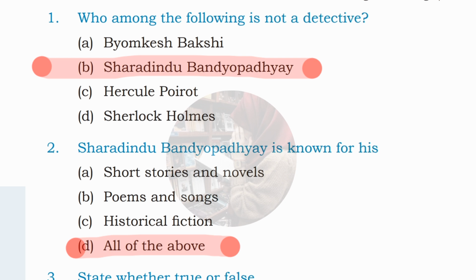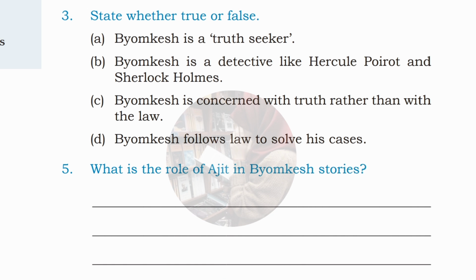Second question, Sharadindu Bandyopadhyay is known for his dash. All the above means short stories and novels, poems and songs, historical fictions. So third question is, state whether true or false. First one is true, second one is also true, third one is also true, fourth one is false. Now we'll see the fifth question.